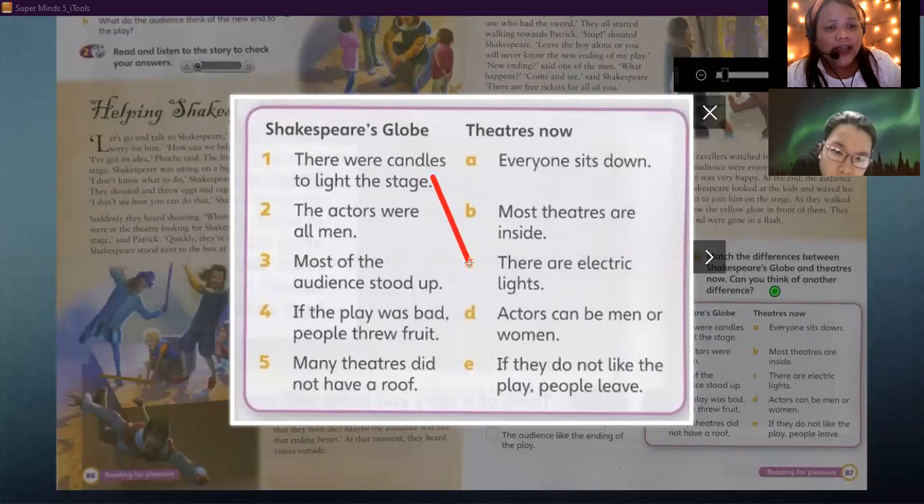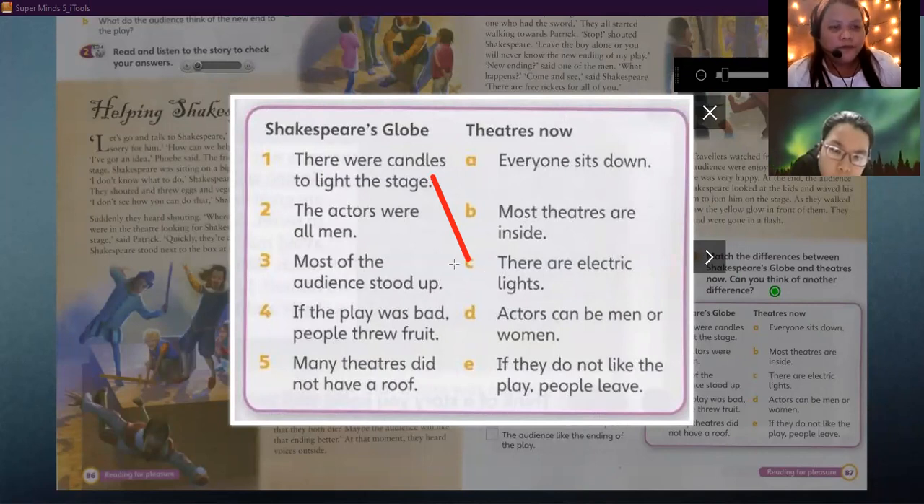There are electric lights. So meaning to say, that was before, way back many years ago, the theater setup is that they are just going to use candles to give light to the stage so that the actors there can be seen. But nowadays, they don't use it anymore. We use electric lights because we do have the electricity already, and it's a modern way.